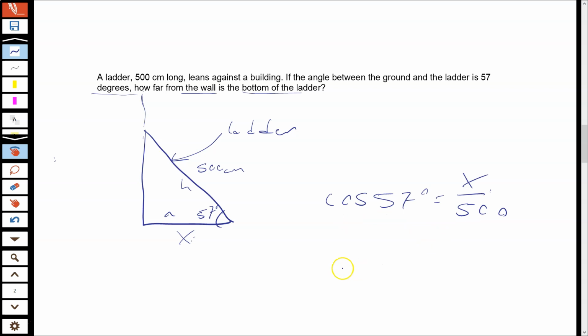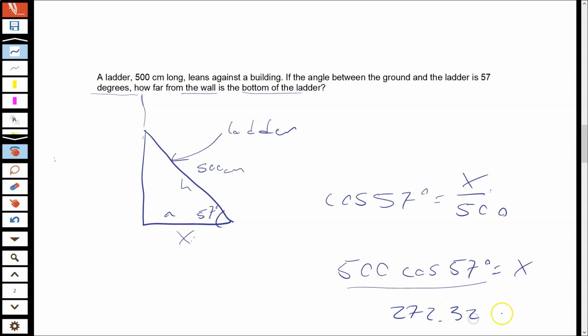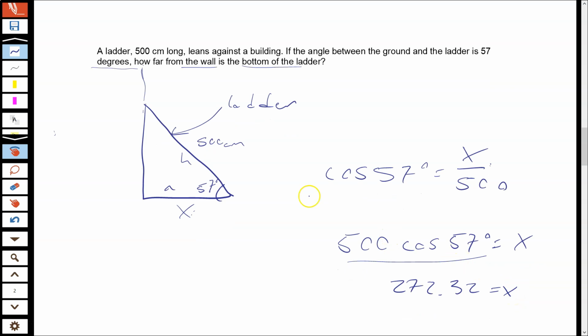And then what I like to do is sort of leave the cosine alone. This is a number, right? I'm going to multiply both sides by 500 first to get x by itself. Okay. And then on my calculator, I'm typing in 500 times cosine 57, and I get 272.32. Okay. And then I should label this because it is a real life quantity. This is in centimeters because it was 500 centimeters. So that's just a set up an equation SOHCAHTOA problem.